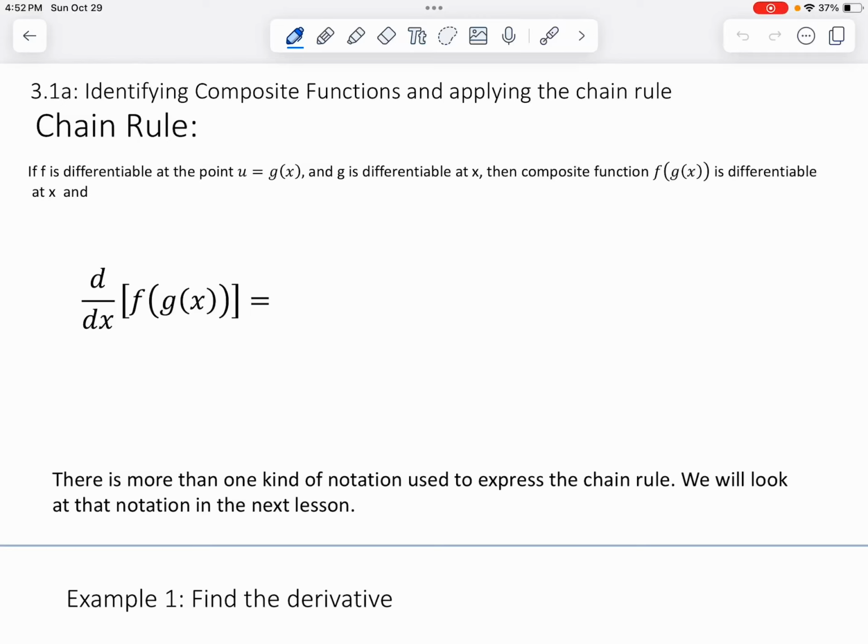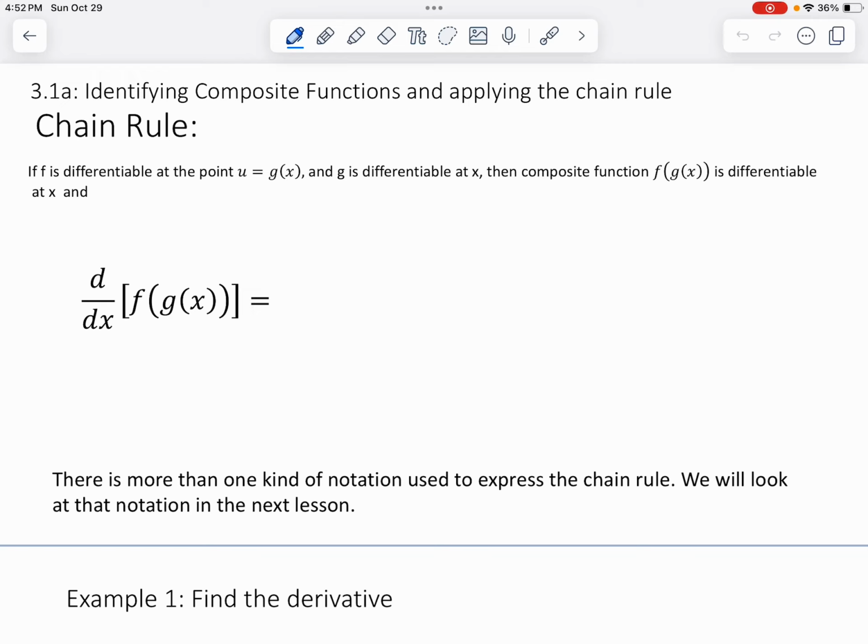Today we're going to talk about something called the chain rule. What we're going to work on today is identifying composite functions and then applying the chain rule. This chain rule happens if you have a composite function. And a composite function, if you don't remember, is basically when you have one function inside another function.